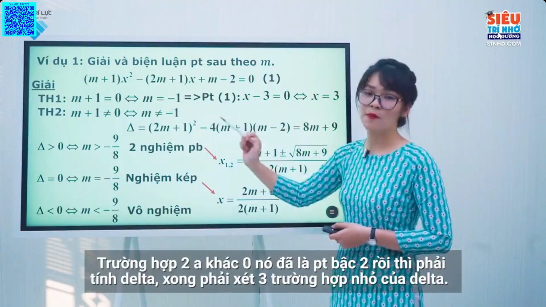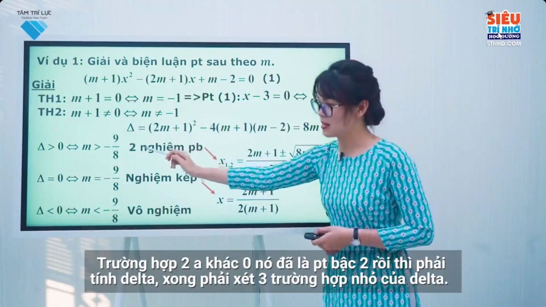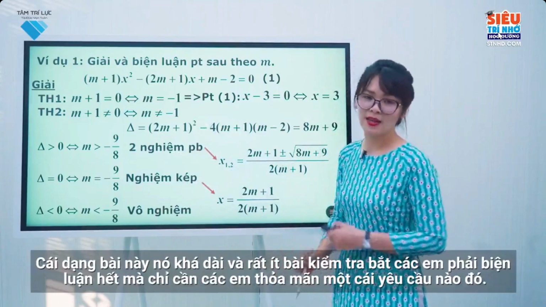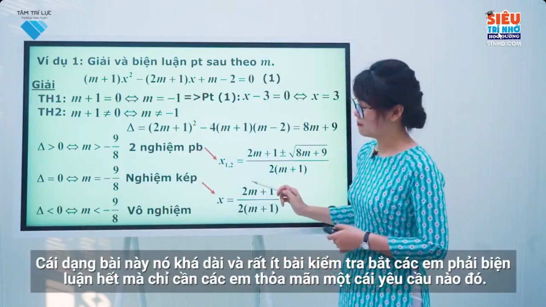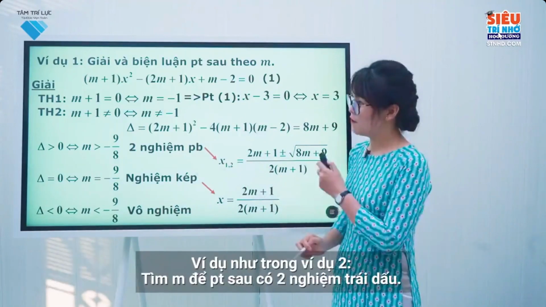Case 2, a isn't equal to 0, so the equation is quadratic. We will calculate delta, then consider three cases of delta. The separate exercise is quite long, so in the test, the exercise requirement is rarely to discuss all cases, just to meet one requirement. Example 2.